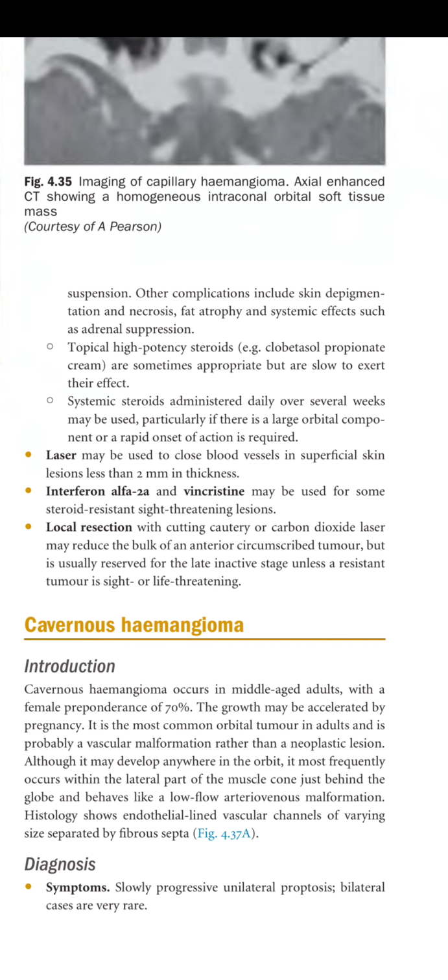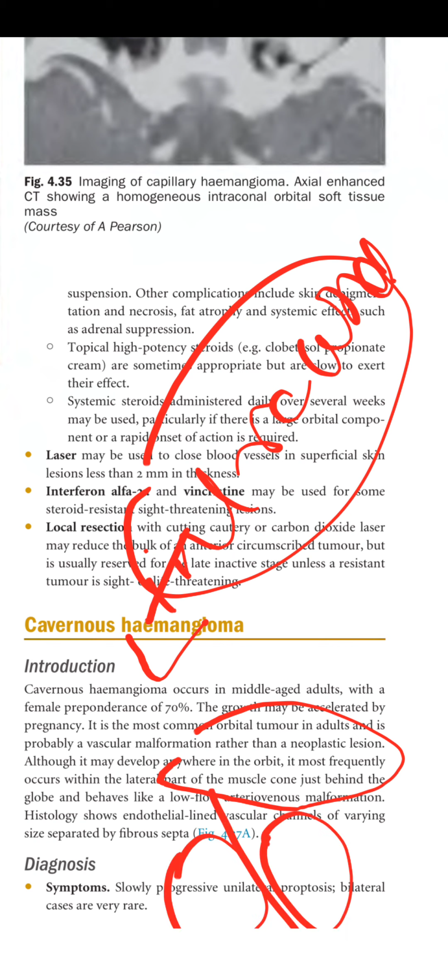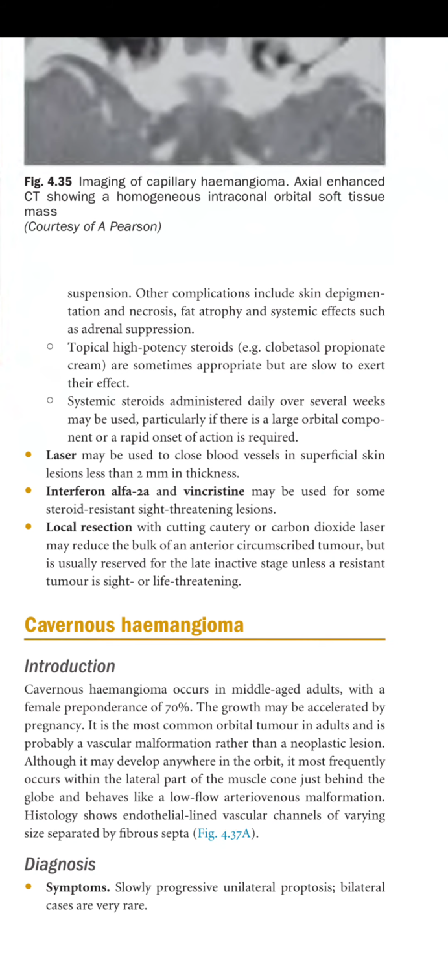Although it may develop anywhere in the orbit, it most frequently occurs within the lateral part of the muscle cone just behind the globe and behaves like a low flow arteriovenous malformation. So, very important, usually it is an intraconal mass. Histology shows endothelial lined vascular channels that are separated by fibrous septa, a very typical histopathological picture of cavernous hemangioma.